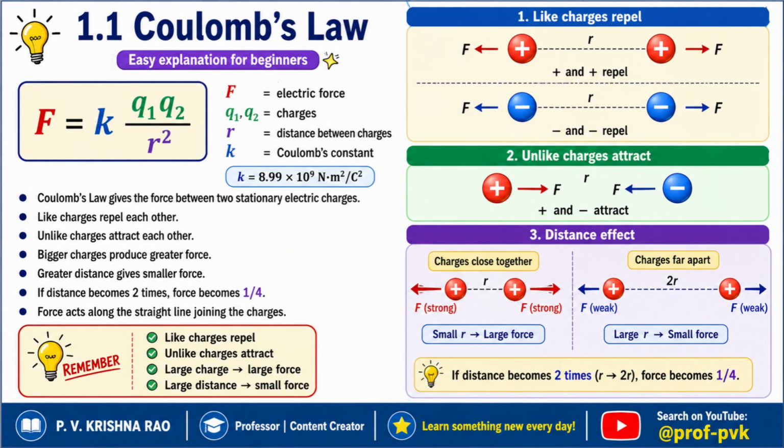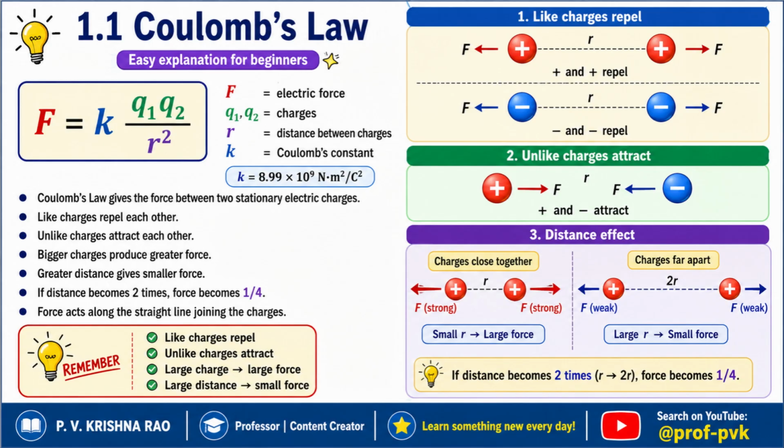Next, when charges are far apart, that means the distance is increased two times. Larger distance gives rise to smaller force. Smaller force means the force becomes very, very weak. If the distance becomes two times, what is happening? Force becomes 1 by 4 only.